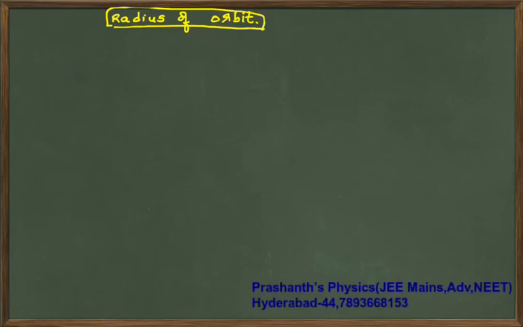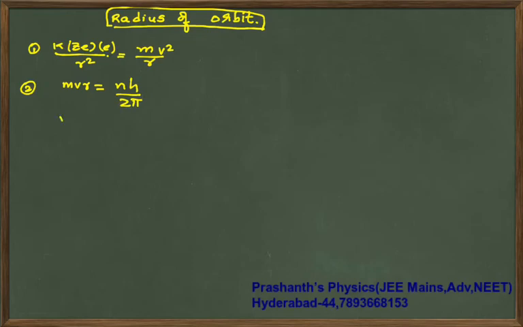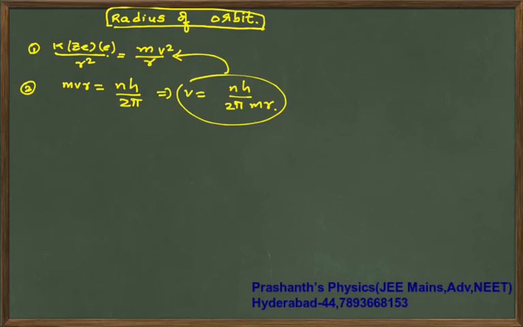So that will be given by k times Ze into e, because the nucleus has this charge, equal to m, the mass of the electron, into v square by r. And the second one is mvr is equal to nh by 2 pi. From the second equation, what is v? v is nh by 2 pi m r. Now let us substitute this back in the top equation.